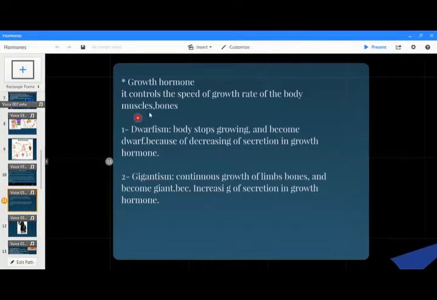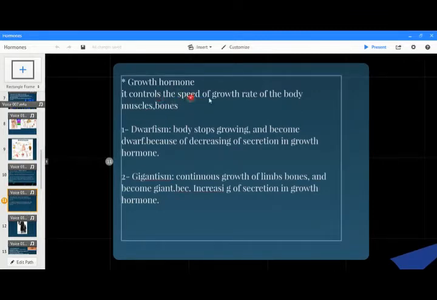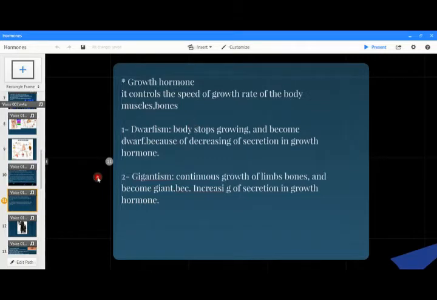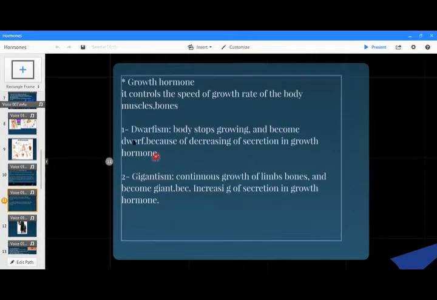This is an example of the pituitary hormones secreted to regulate the other activities in your body. Starting with the first one, growth hormone. As we said before, it controls the speed of growth of muscles, bones, and other organs. But if any disorder occurs in the growth hormone, some diseases result from it, like dwarfism and gigantism. Dwarfism, to be a dwarf; gigantism, a giant.